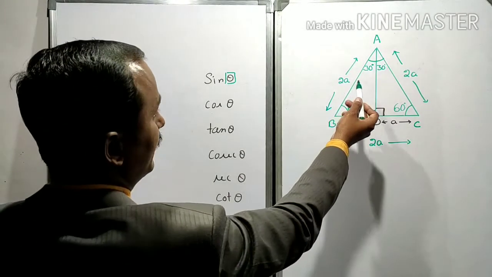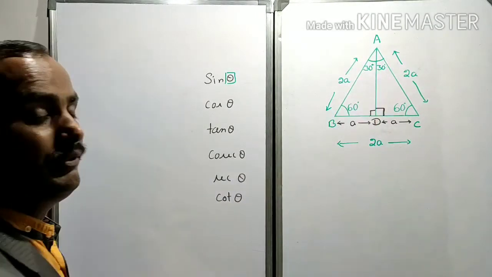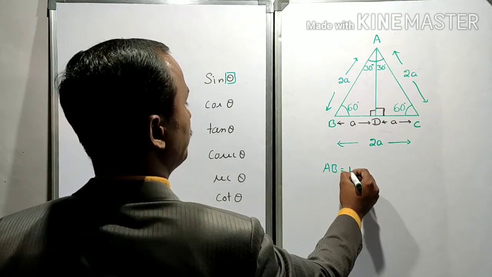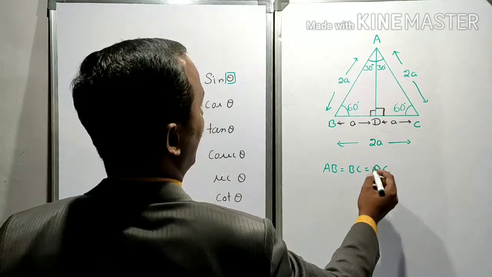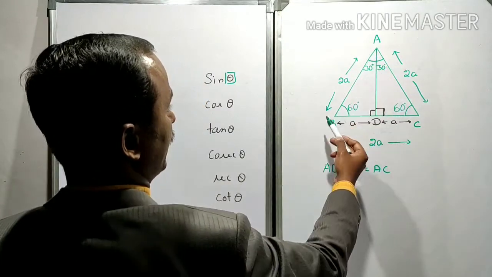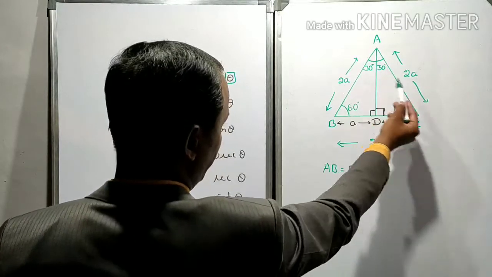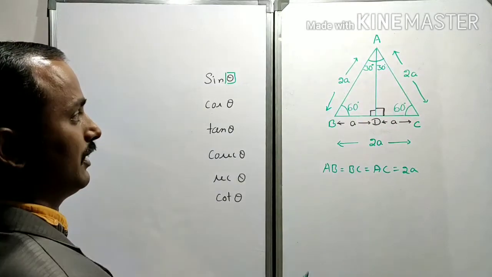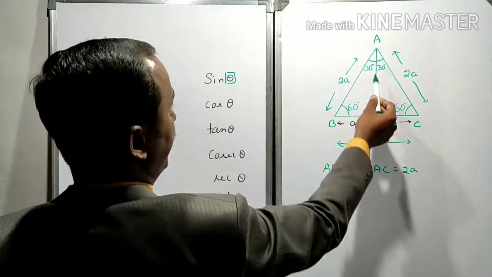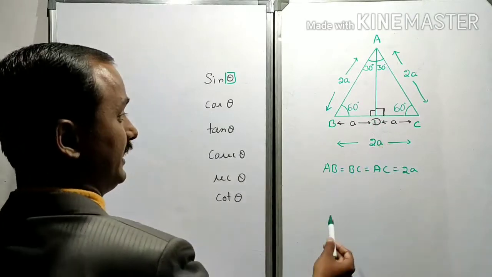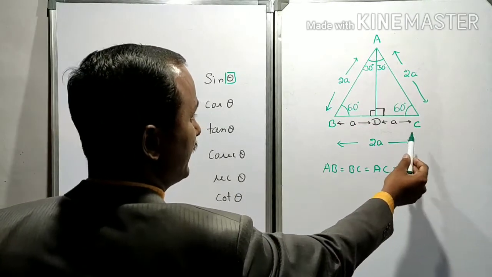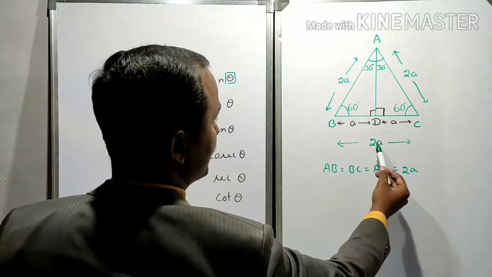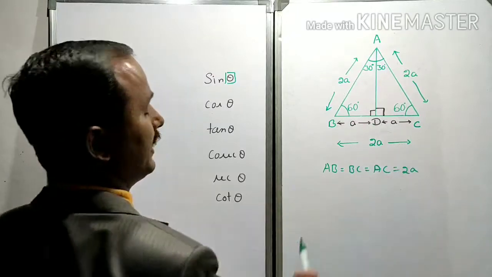Here I have written one equilateral triangle ABC. Equilateral triangle means AB is equal to BC, BC is equal to AC. I consider the lengths of AB, BC and AC as 2A, 2A, 2A. In the equilateral triangle, I draw one perpendicular from A to BC. That perpendicular point is D. The perpendicular divides BC equally. BD length is A, DC length is A. Why? Because BC length is 2A, which is A plus A.